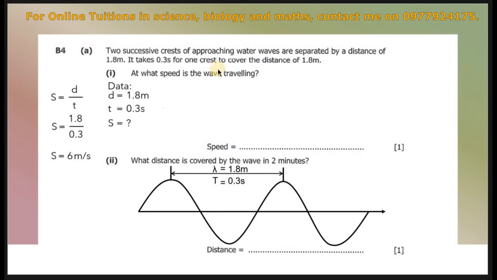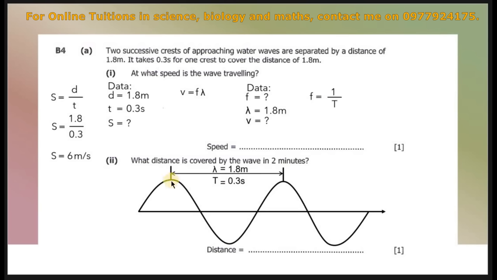Now since this is a wave situation, we can also solve it in this way. So wave speed is equal to frequency times wavelength. Okay. So when we say data, we know that frequency is not given. But wavelength, we are told, is 1.8. Okay. Then speed is not known. So speed will be known if we know frequency. Now, can we know frequency? Yes. Frequency is equal to 1 over period. Do we know period?